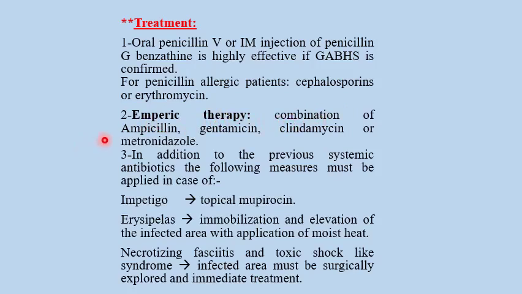In addition to the previous systemic antibiotics, the following measures must be applied in certain cases that we talked about. Like impetigo, this skin infection, we said topical mupirocin is very effective. Erysipelas: if it occurs in the lower extremities, the person shouldn't move his legs, and should have immobilization and elevation of the infected area with application of moist heat.